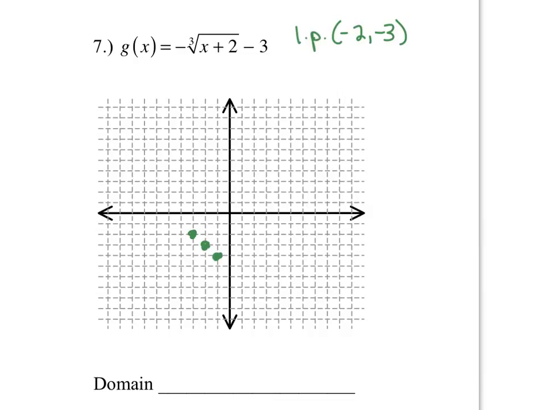And then we're going to choose 6. So 6 plus 2 is 8. The cube root of 8 is 2. Times a negative. So -2 minus 3 is -5. And then the last one would be -10. -10 plus 2 is -8. The cube root of -8 is -2. Times the negative makes it a +2. Minus 3 is -1.